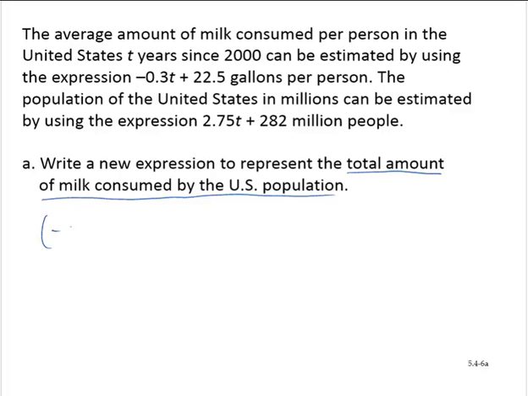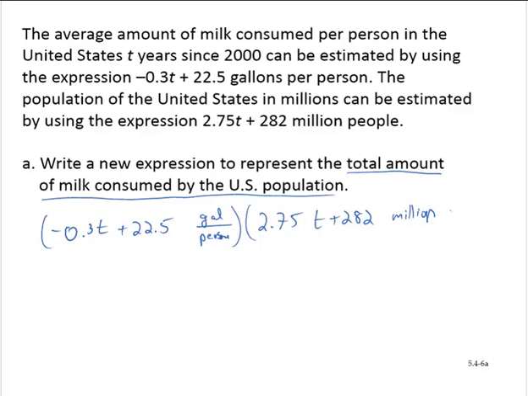We have negative 0.3 T plus 22.5 gallons per person. And if we multiply that by 2.75 T plus 282 million, and people is the plural of person, so I'm going to say persons. Notice the units, the person units, reduce out. And the remaining units we have are gallons, millions, so this is going to give us something in terms of million gallons.